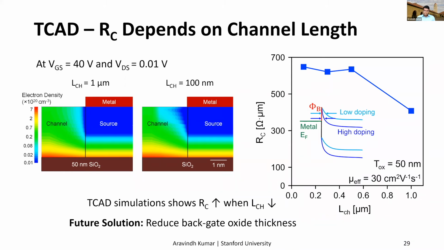One solution for this problem is to reduce the backgate oxide thickness, because that would reduce the scale length and improve the electrostatics. But in the second section, we will see that this problem actually disappears when dealing with good contacts that have a small Schottky barrier height.